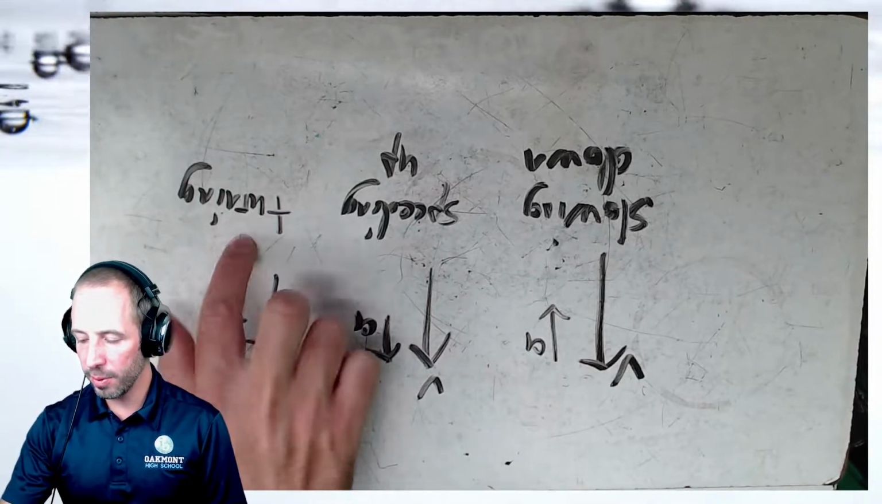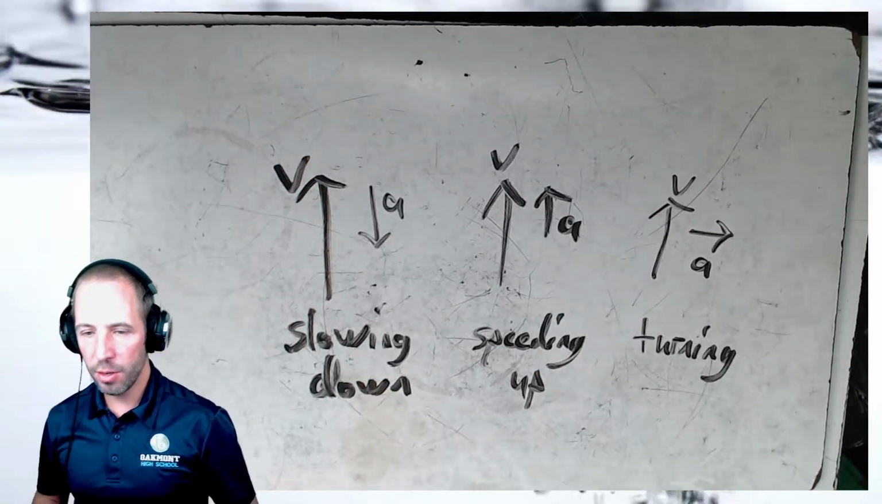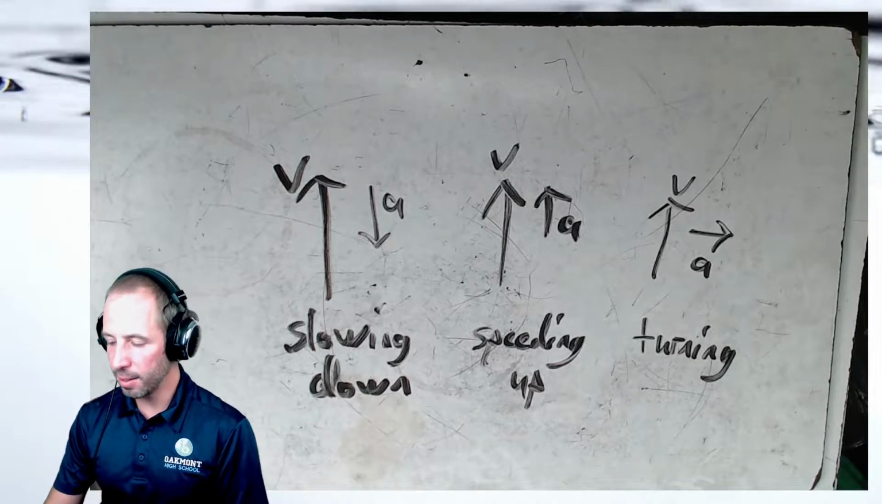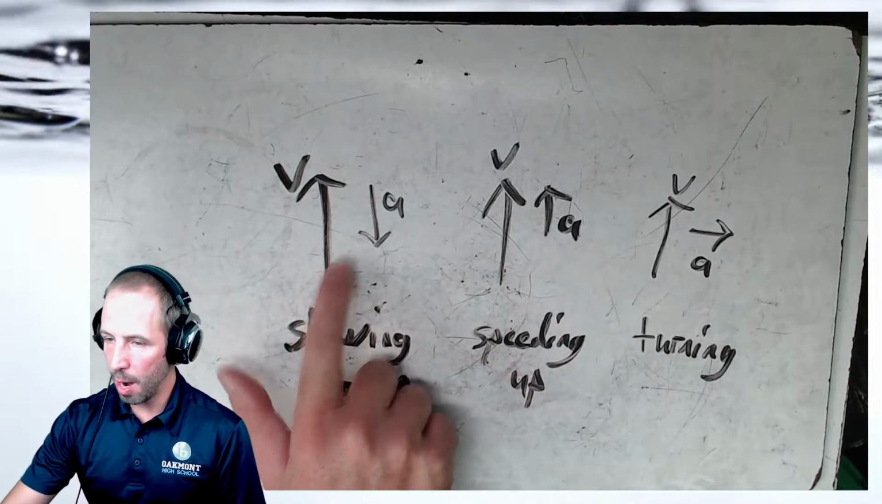And if they're perpendicular, we get turning. So it doesn't matter if it's positive or negative acceleration. You can't decide if it's speeding up or slowing down right away. You also have to know what's happening with the velocity and whether they match or are opposites.